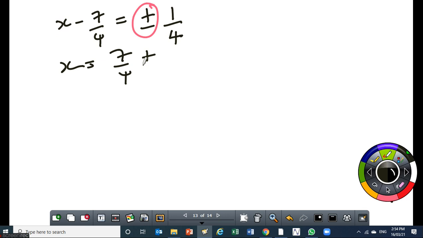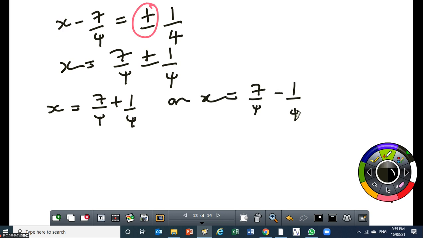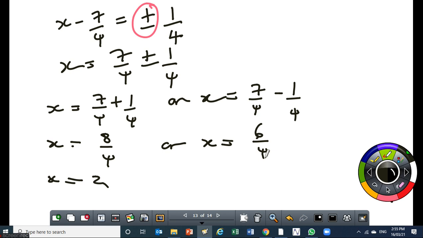I can split the right hand side into two and write it as x is equal to 7 over 4 plus 1 over 4, or x is equal to 7 over 4 minus 1 over 4. And this will give you 8 over 4, which gives you x equal to 2. And that one will give you x equal to 6 over 4, which means x is going to be equal to 3 over 2. And then you are done.